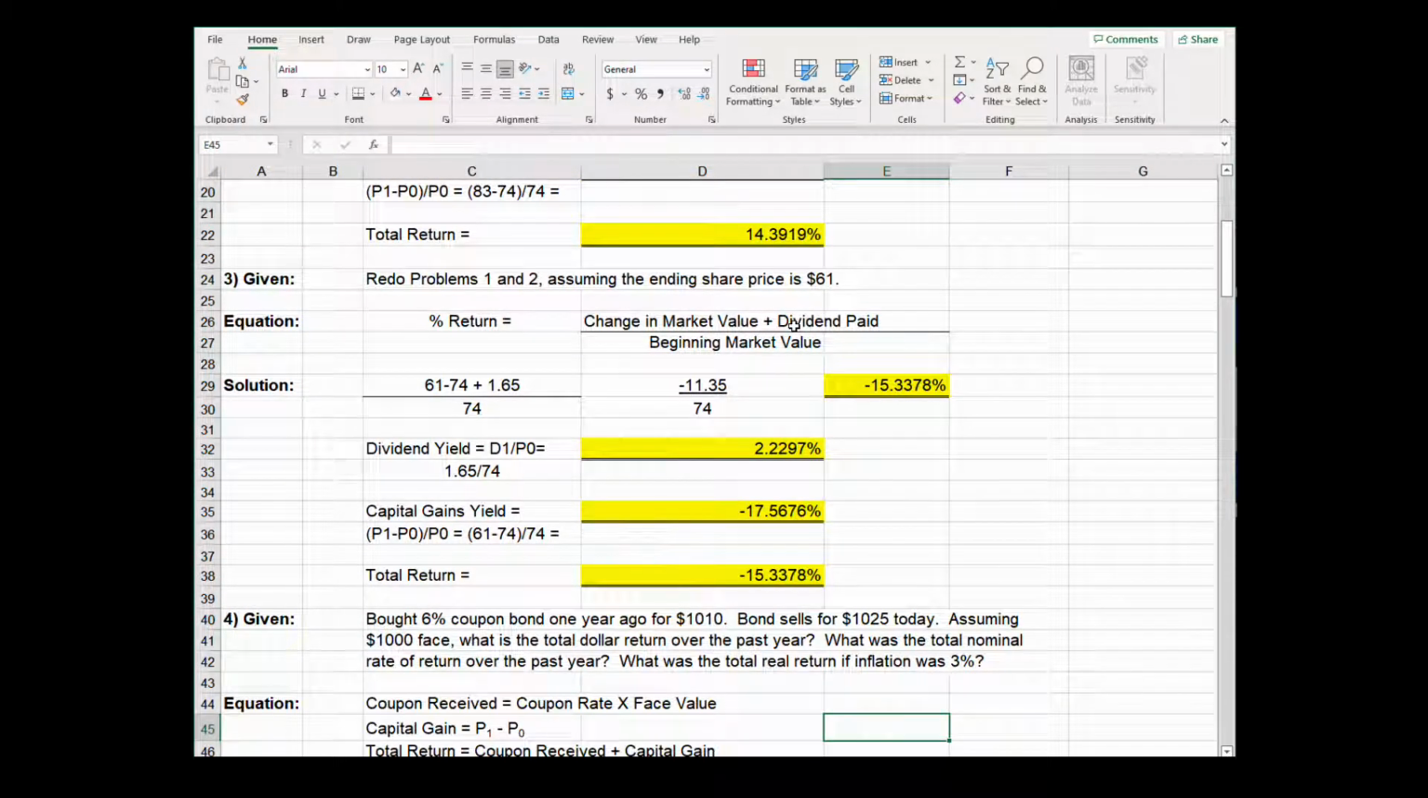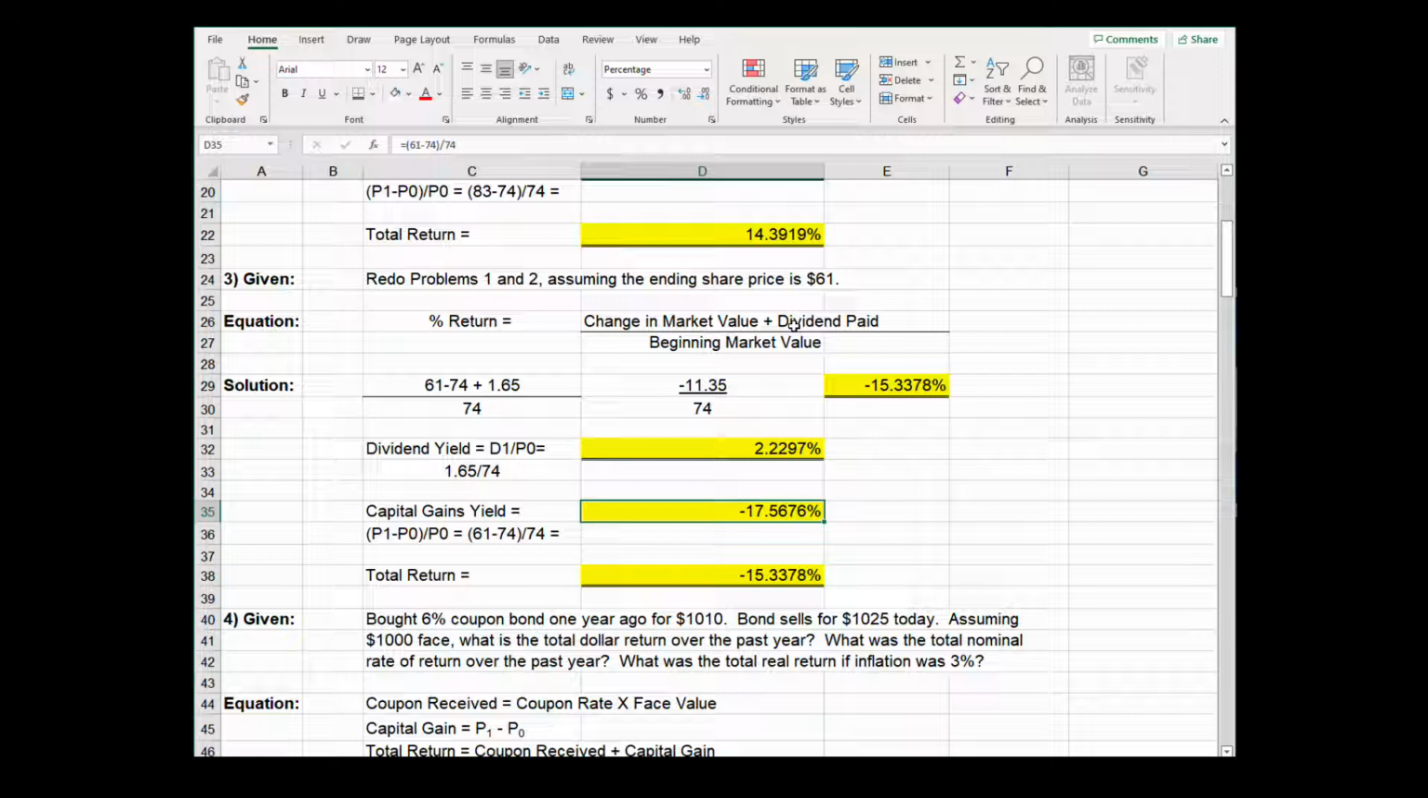And in problem number 3, we see that the stock price at the end of the year has gone down to $61, so now we're not as happy an investor. Same formula. P1 minus P0, so 61 minus 74 over 74, plus $1.75 of dividend over 74. I get a total return this time of negative 15.34%, composed of the same dividend yield, D1 over P0, of 2.2297%.